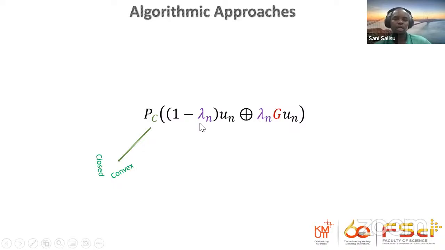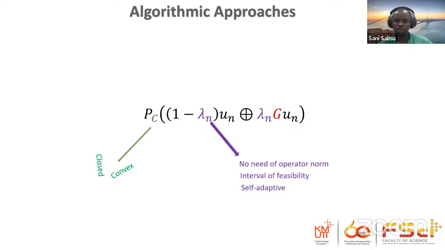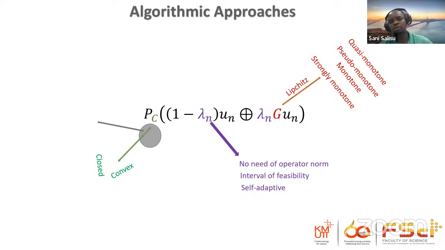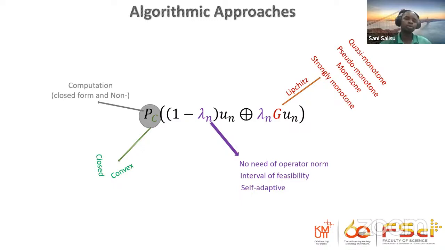So this incorporates a lot of sets. And then the lambda n here, there is no need of operator norm now, because you are dealing with this thing here. We don't talk about the norm of operator. You have to choose a particular one within the interval 0, 1 that will meet the criteria you will get. But of course, you can use self-adaptiveness due to the nature of the setting. And the operator G also can take all the forms of linear, where you have Lipschitz, strongly monotone, monotone, quasi monotone. But the projection onto C here is also doable. Very interesting. It could be done easily in closed form. Of course, in this space, we can also talk about abstract special sets where the projection is possible.